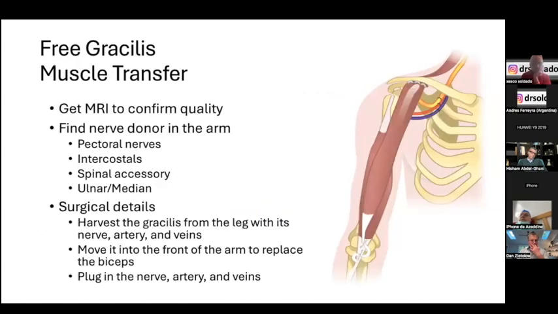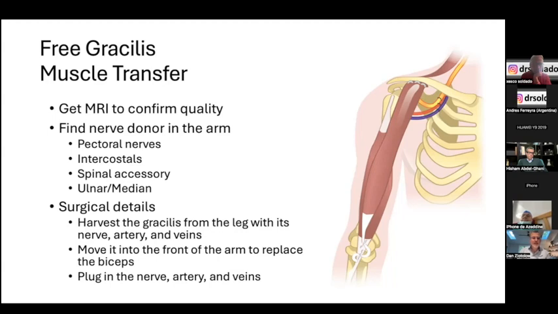Then you have free gracilis muscle transfer. For this, you do need to get an MRI to confirm the quality of the muscle because it's very hard to tell for sure because there are other muscles that duplicate its function. Find nerve donor in the arm. So it's great if you have a gracilis, but if you don't have a donor in the arm, you can't use it.